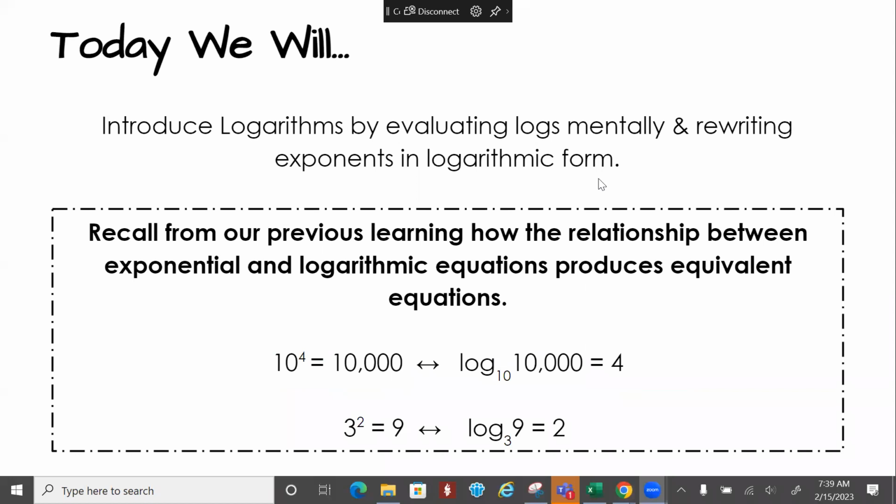So recall from what we just talked about, the relationship between exponential and logarithmic equations produces equivalent equations. Okay, so 10 to the 4th power equals 10,000. Log base 10 of 10,000 equals 4. 3 to the 2nd power equals 9. Log base 3 of 9 equals 2. I want to go through, I think we started talking about this one day, the little circle of life trick that I use to write these out. If I'm given a log and I want to write it as an exponential, I'm going to start at my base, go to the outside, and finish over here at the y. So what I mean by that is if I want to write this as an exponential, I'm going to say 10 to the 4th power equals 10,000.